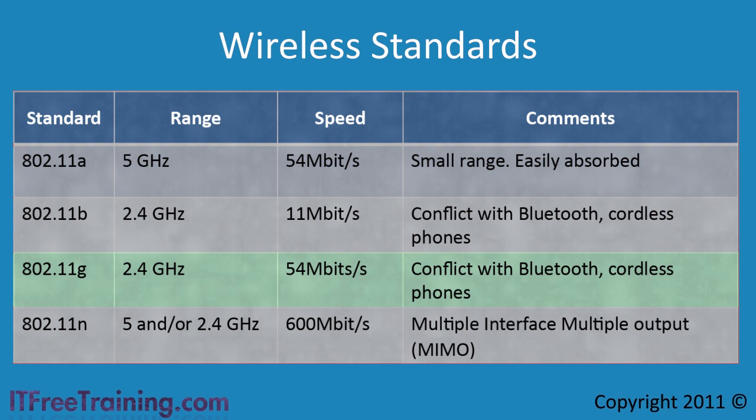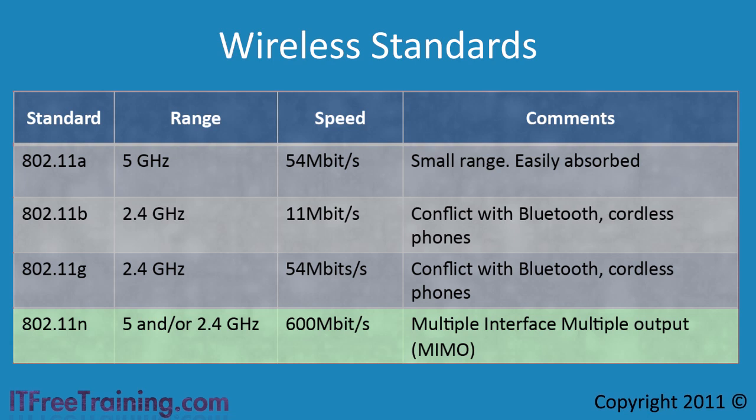The next standard is the G standard, and again, operates at the 2.4 GHz range. This allows speeds up to 54 megabits per second. Since it operates on the same frequency as the B standard, it suffers from interference from devices such as Bluetooth. The latest standard is the N standard. This standard can operate on both the 5 and 2.4 GHz range. It boasts that it has a maximum speed of 600 megabits, but there are a lot of reasons why you may not get that much speed out of it.